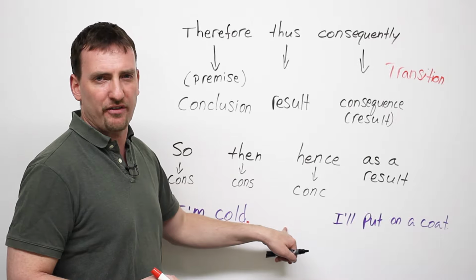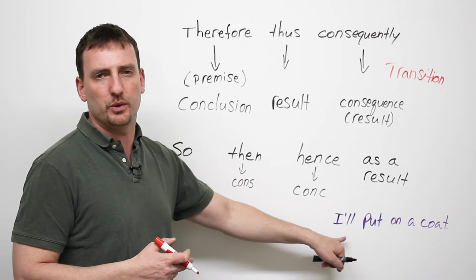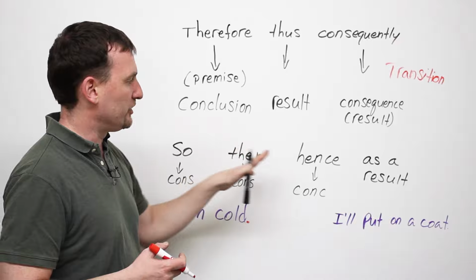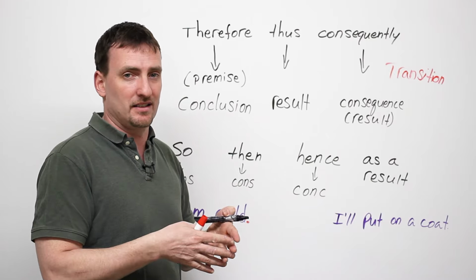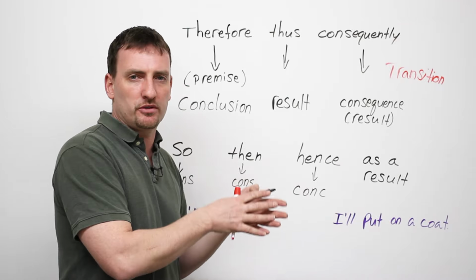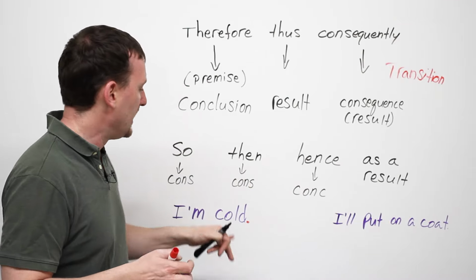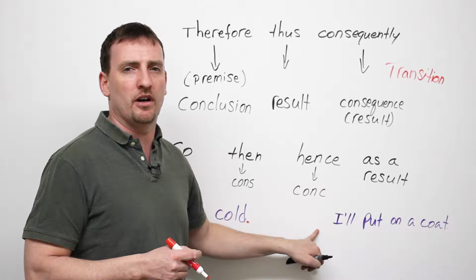If I was going to use therefore with this, I would start a new sentence. All of these words can be used to start a sentence or mid-sentence. But some of them are better used to start, some of them are better used in the middle. I'm cold, therefore I'll put on a coat.